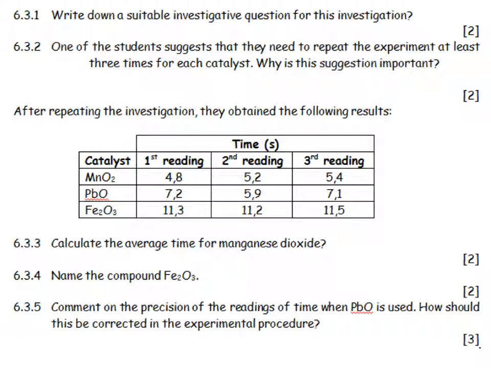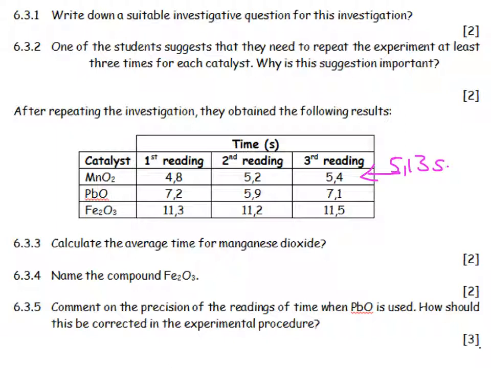So the data is given there. Calculate the average time for manganese dioxide. So that's your manganese dioxide. 4,8 plus 5,2 plus 5,4 divided by 3 gives you 5,13 seconds. It's a time.